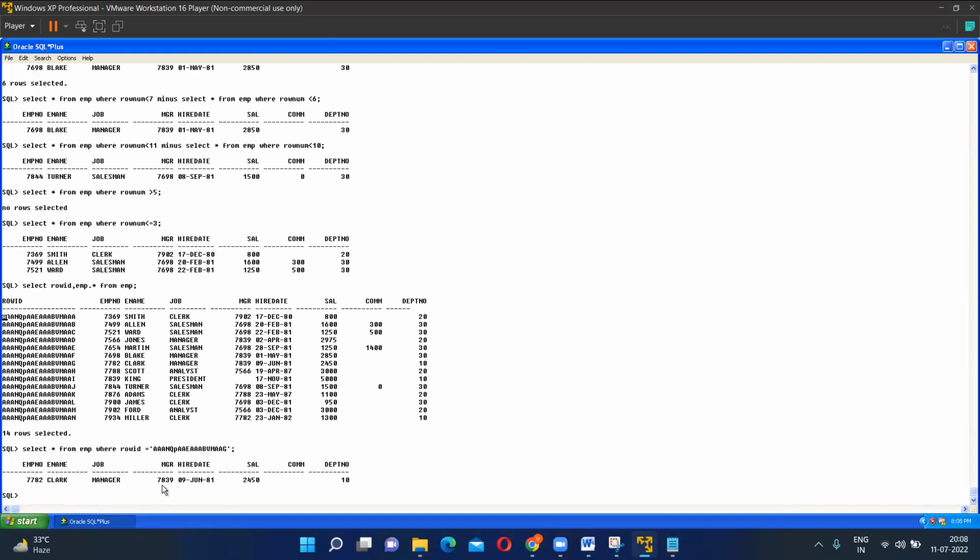This particular record will be shown. Which is this ID? AAG is clerk ID. Yes or no, guys? Yes. Yes or no? Yes. Excellent.